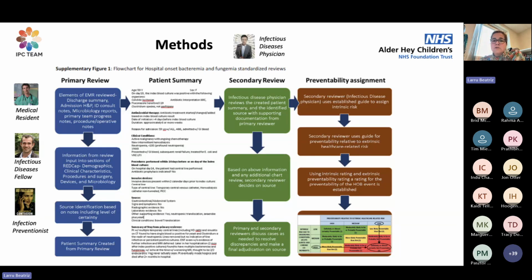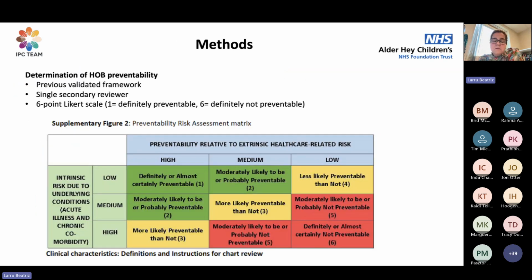Each center also had a secondary review. That reviewer was an infectious diseases physician with knowledge of IPC, and the secondary review was the one who determined if the episode was preventable or not. How did they do that? The preventability was rated on a 6-point Likert scale, and this method had already been validated by the same group in the paper I told you about, published in 2019. They ranged all the events from potentially preventable to definitely not preventable if it was a 6.